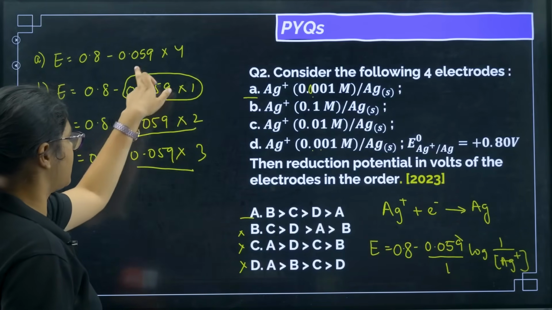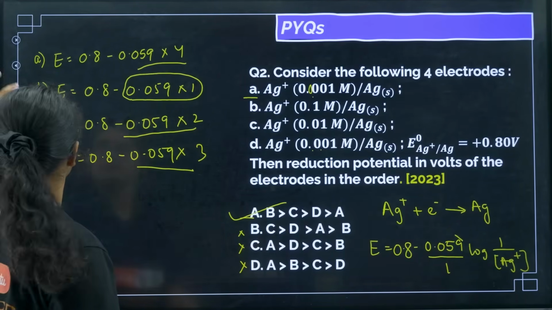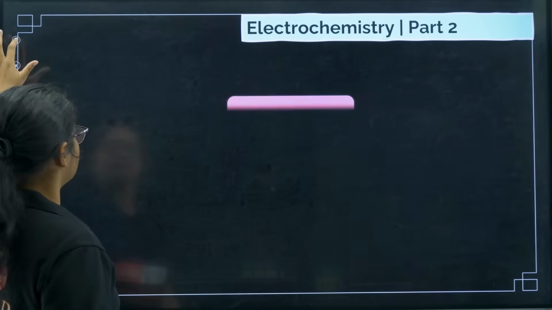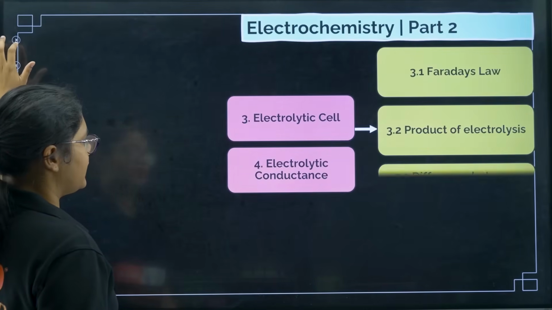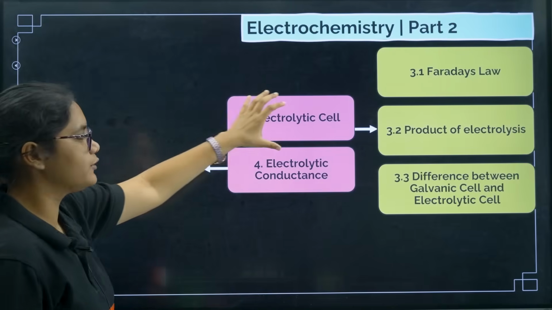After that it is D, and after that it is E. Okay, so option number A is the correct answer for this question. Next, we'll move to part 2 of electrochemistry, where we will be discussing the electrolytic cell first.